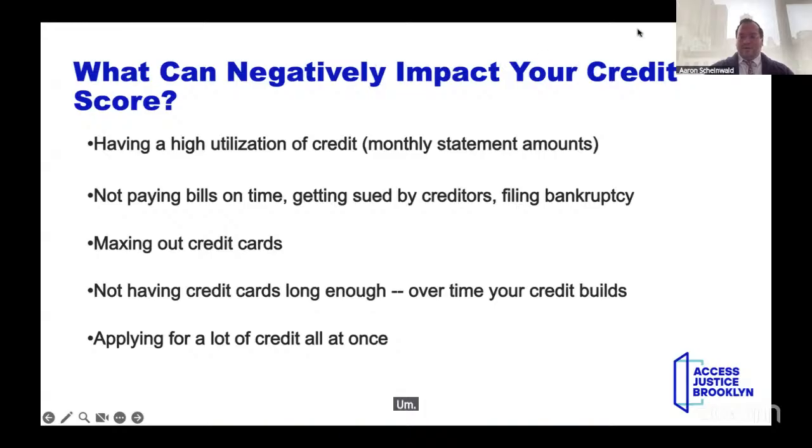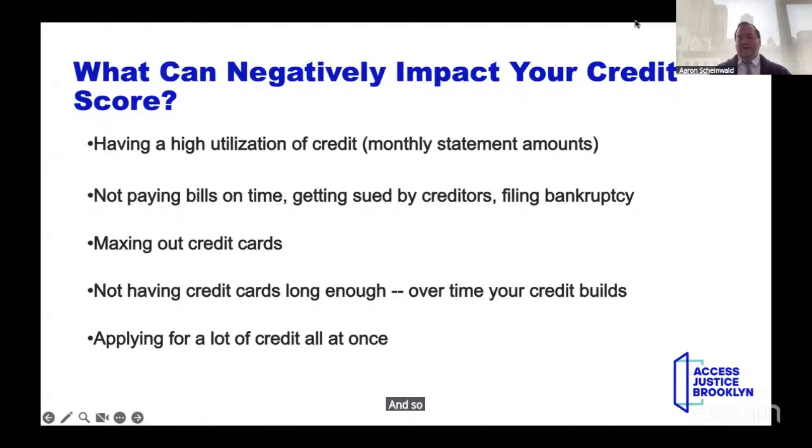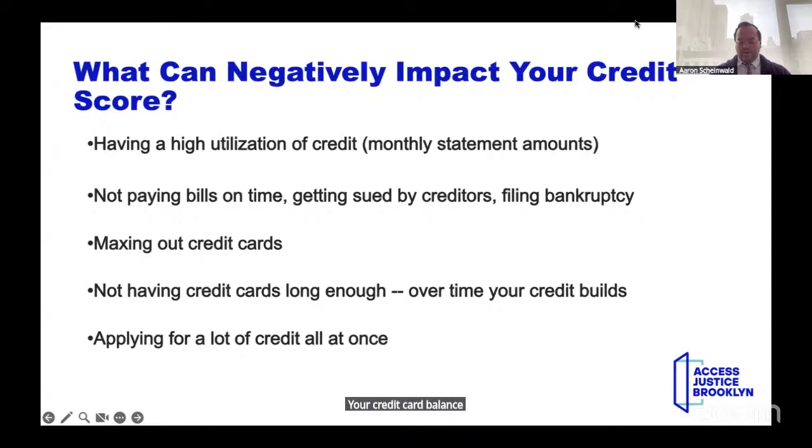Generally speaking, we're not going to go into the five factors in detail that relate to your credit score, but what can negatively or, conversely, positively impact your credit score is having a high or low utilization of credit. That's going to be based on your monthly statement amounts. And so if you have a credit card with a $5,000 credit line and you have statements that are in the $3,000 to $4,000 range, that's a pretty high level of utilization.